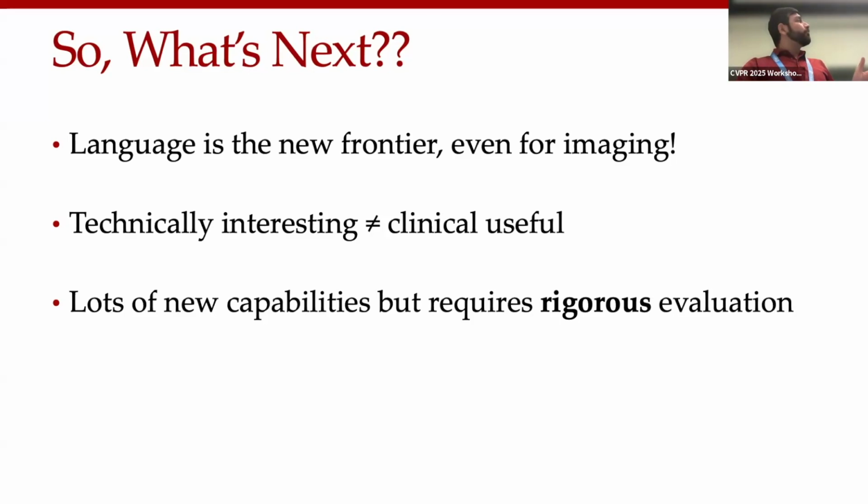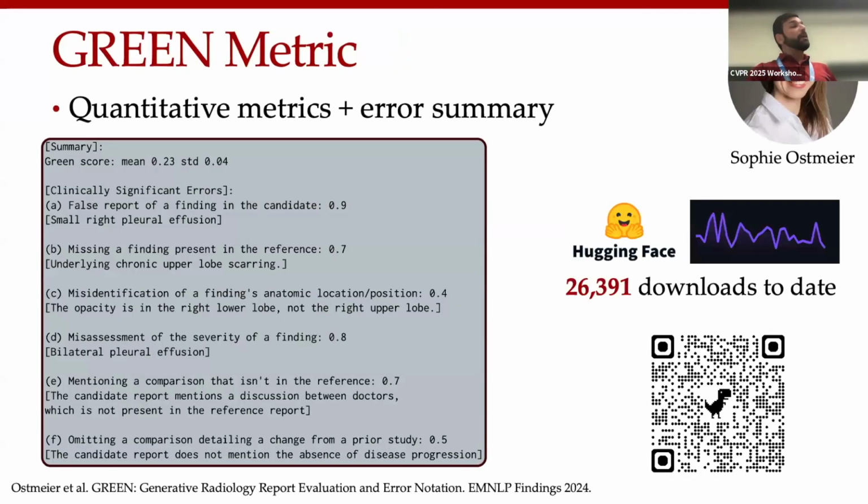And I'll just give a little bit of a preview on evaluation. One of the things that's hardest to evaluate is free-form text. And we've been happy to be able to develop some of these metrics, like GREEN, for example.